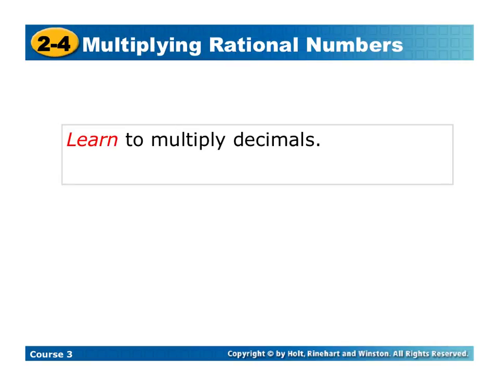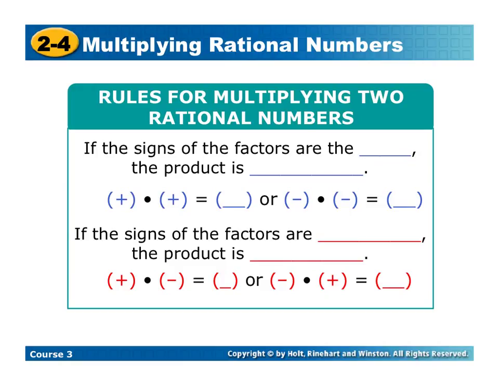Alright, today we're going to be looking at multiplying decimals. Let's do a quick review. Multiplying decimals is the same as it's been for multiplying integers and multiplying fractions. If the signs of the factors are the same, then the product is always positive. So for example, a positive times a positive is going to be positive, and a negative times a negative is also going to be a positive.